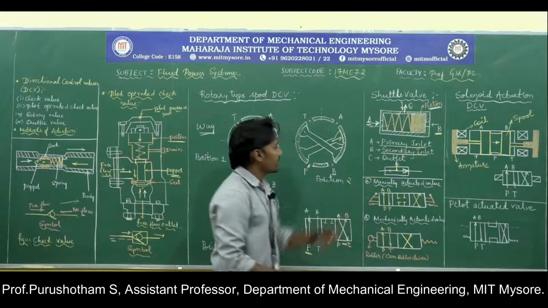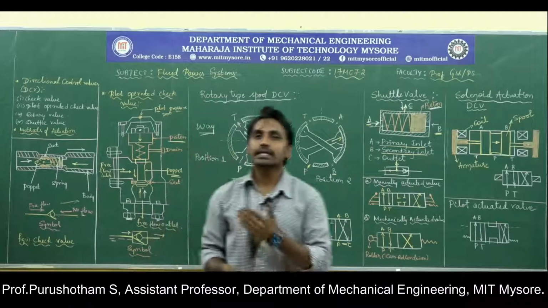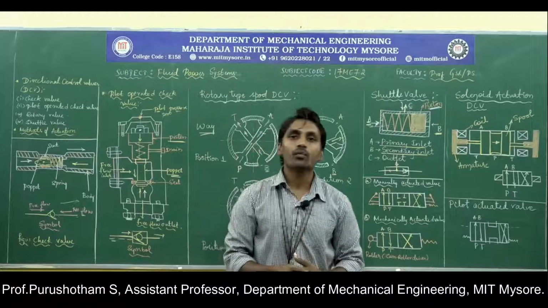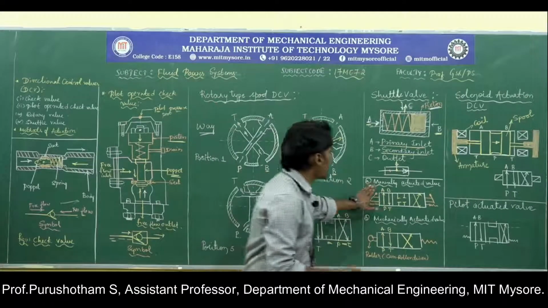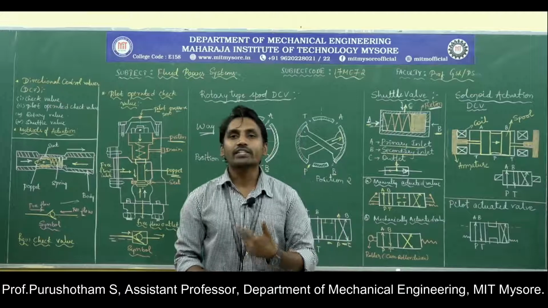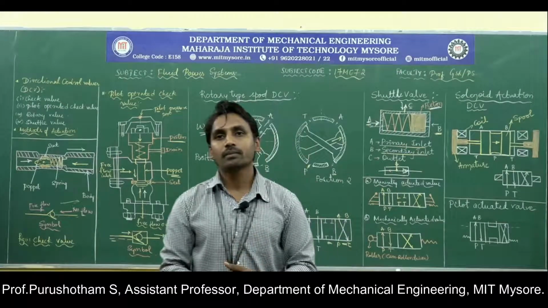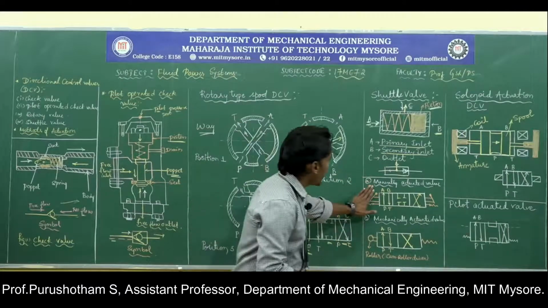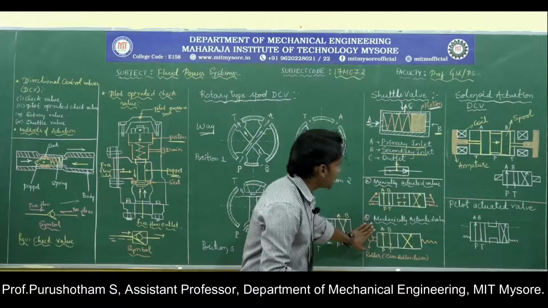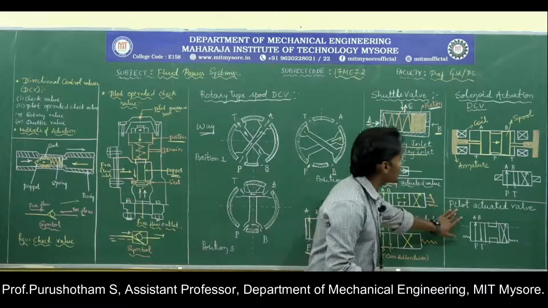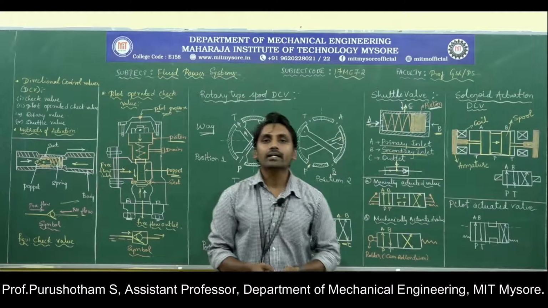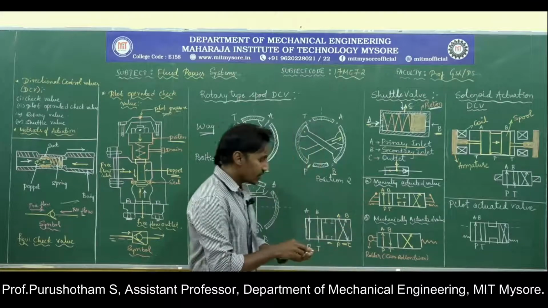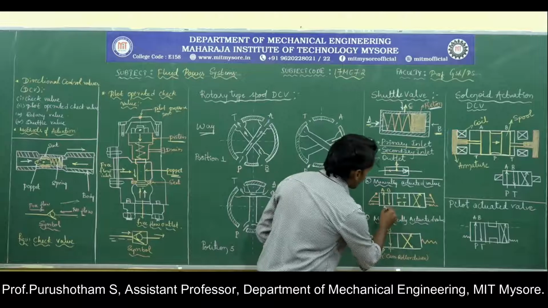So these are the directional control valves: check valve, pilot operated check valve, rotary valve and shuttle valve. Next we are moving on to the methods of actuation of directional control valves. Here we are going to use manually actuated valve, mechanically actuated valve, pilot actuated valve as well as solenoid actuated valve.